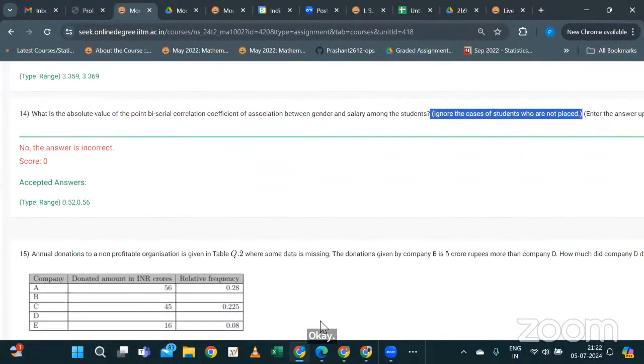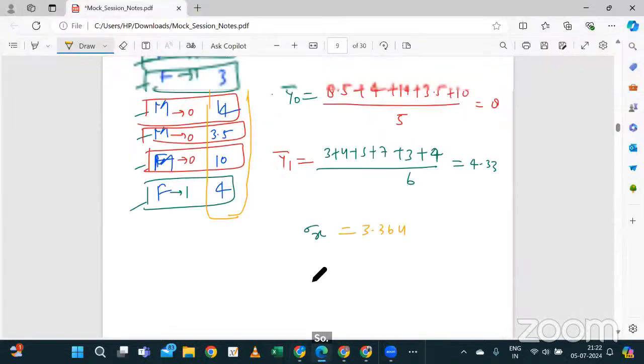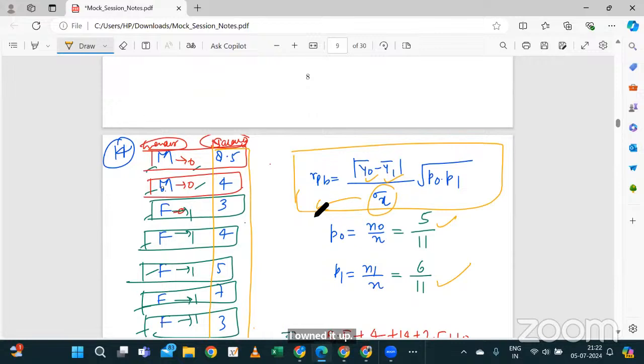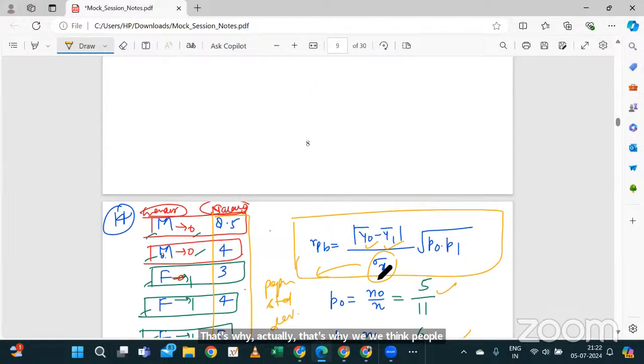Sir, how have you decided that it will be population standard deviation and not sample? I have derived the formula. Can't it be sample? It can be sample. That's why we emphasize people should attend the live session; we have already derived the case. How can you replace this population standard deviation with sample standard deviation?